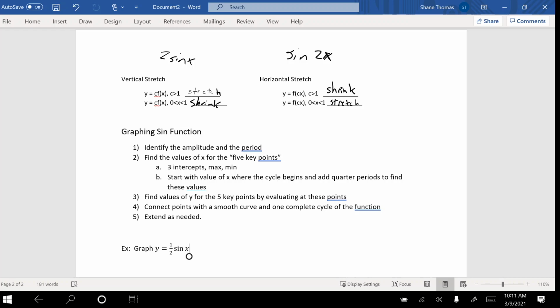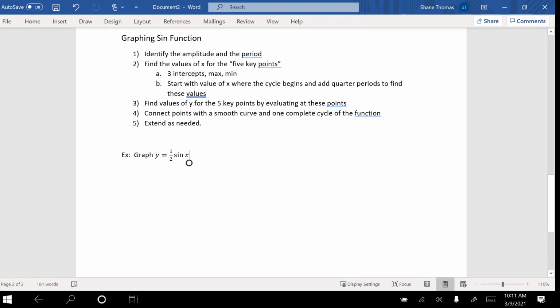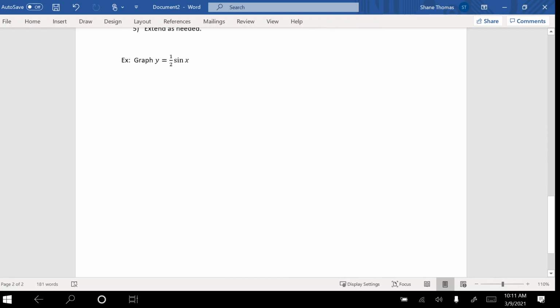So we're just going to go easy. We're going to graph y equals 1/2 the sine of x. Okay? That's the one we're going to use.